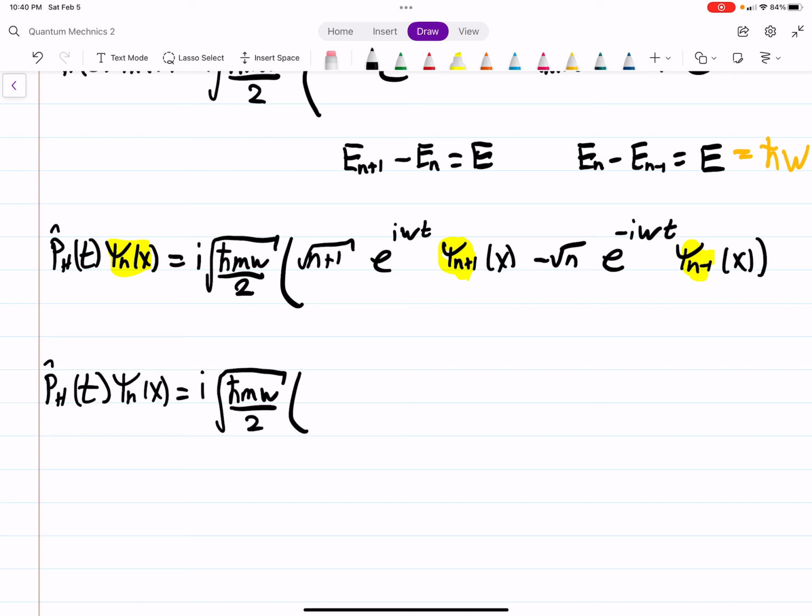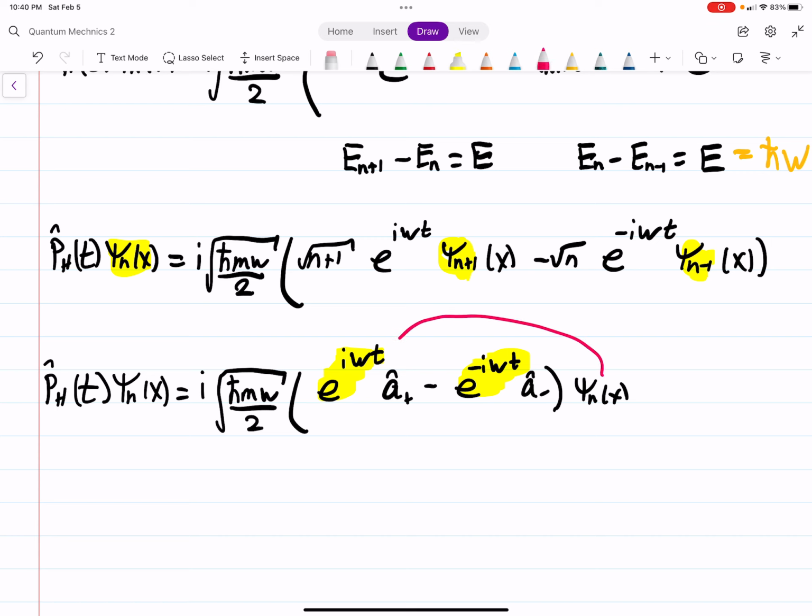So I'm going to rewrite this like this: e to the i omega t, the raising operator, minus e to the minus i omega t, the lowering operator, operating on psi n of x. So think what happens if we distribute it. First off, these are not affected by our ladder operators, so the order for that you can be a little more lax. But think about what happens if you were to distribute this psi and allow the raising and lowering operator.